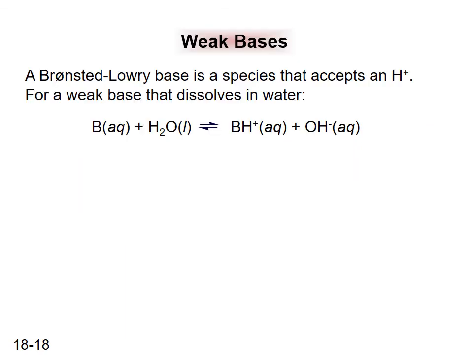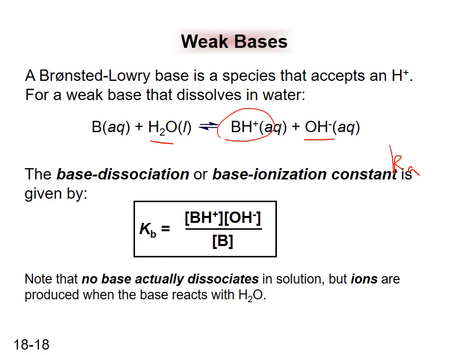Just like a weak acid ionizes in water, a weak base also ionizes in water. The base accepts a proton from a water molecule to generate a conjugate acid, and at the same time forms a hydroxide ion. Similar to Ka, the acid constant, Kb is the base ionization constant, which is the conjugate acid concentration multiplied by the hydroxide formed, divided by the base concentration.